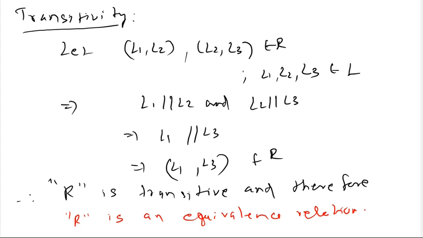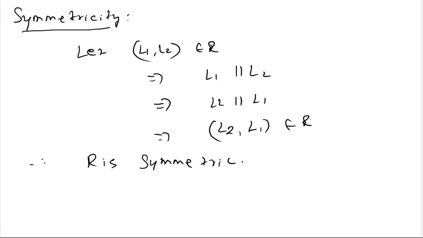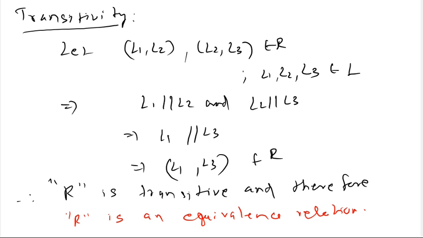Let us have a look at the question. What is given: find the set of all lines related to the line y equals 2x plus 4. This is a straight line with slope 2 and y-intercept 4, so we need a family of lines. What is a family of lines with one arbitrary constant? We can take the slope as the arbitrary constant, the set of all lines.